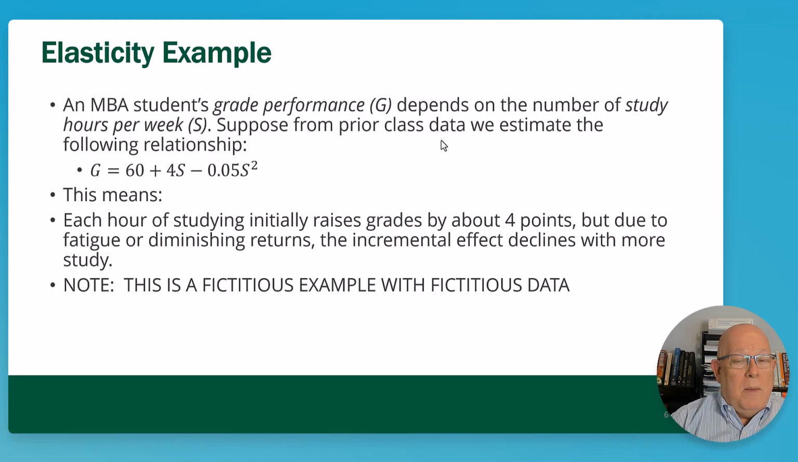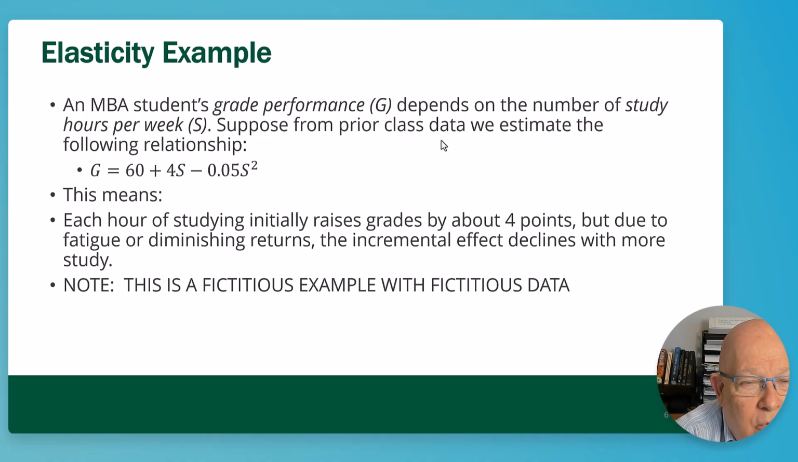So the example that they use in the book is the number of hours of studying and the relationship to a student's grade performance. We're going to use the example in the book, but I'm actually going to put some numbers to it. They didn't do the numbers, and I think it's easier to really understand what's going on if we just actually plug in some data. Let's assume that we've done some economic modeling based upon prior classes. We have not, by the way. This is entirely fictitious data that we're using.